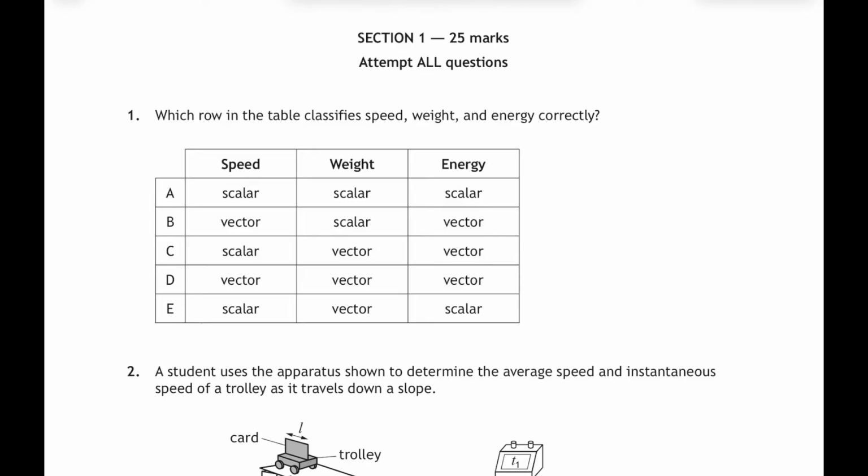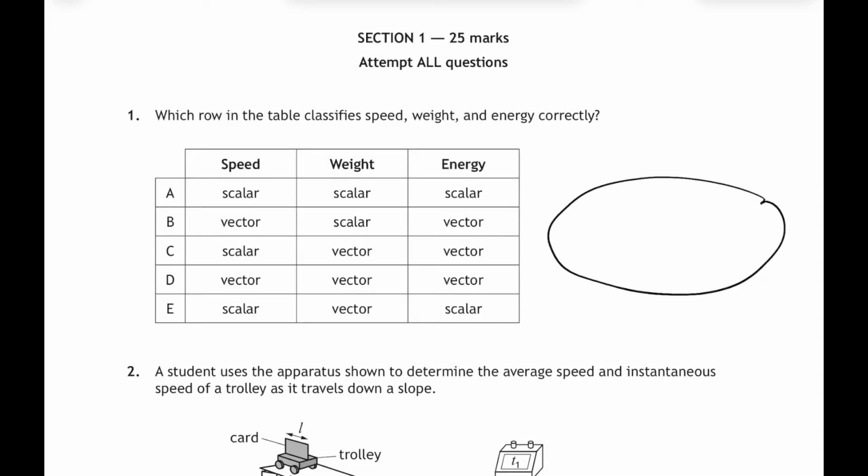The first 10 questions or so are from dynamics and space, and question 1 is about scalars and vectors. So question 1 says, which row in the table classifies speed, weight and energy correctly?